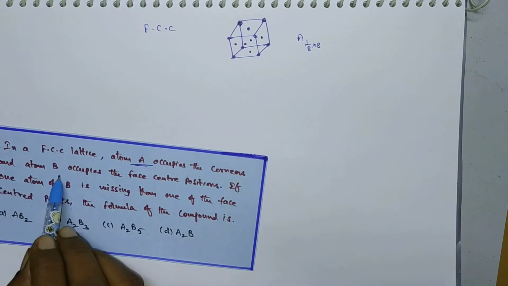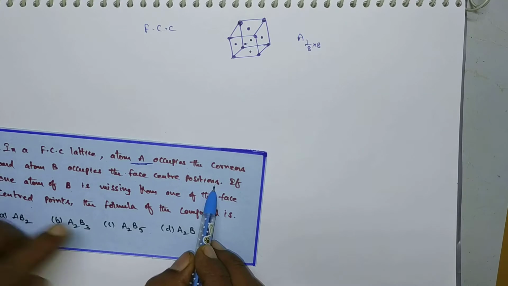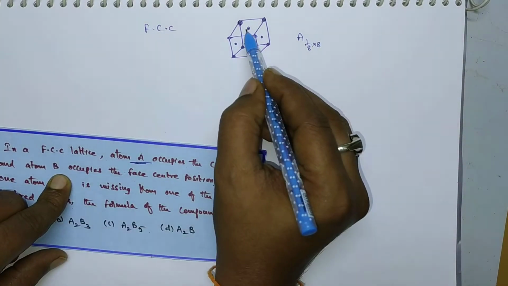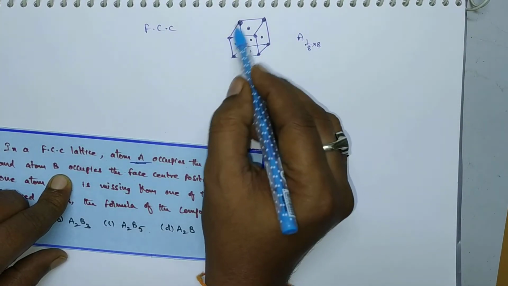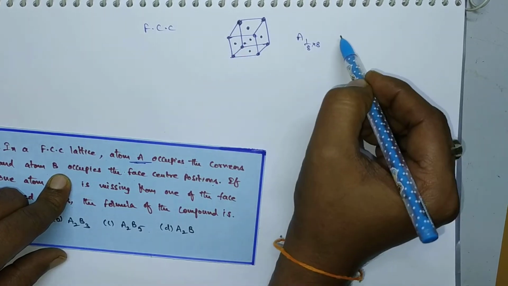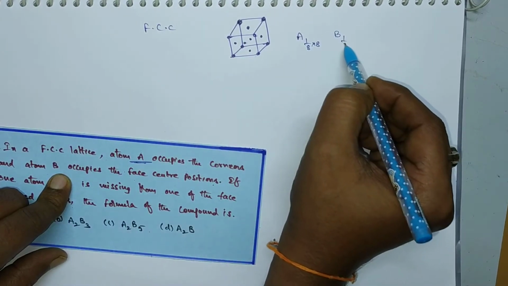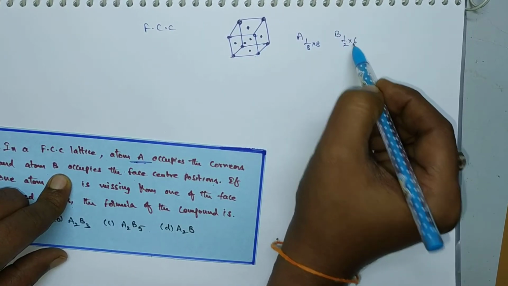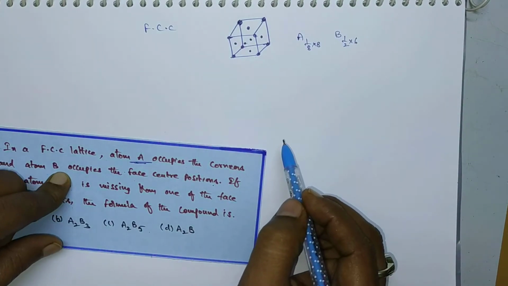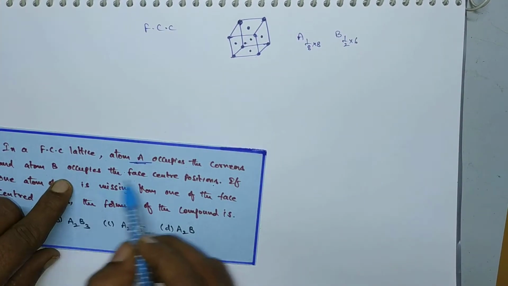Next, the atoms of B occupy the face centered positions. How many face centered atoms will be there? There are 6 faces, and each face contributes only half, so that means 1/2 into 6. So here B occupies the face centered position.